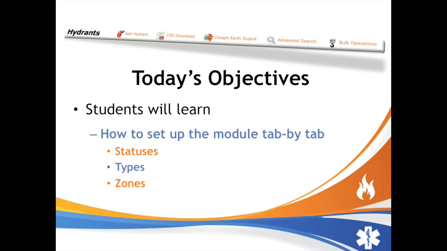We're going to talk about setting up the module, tab by tab in the settings. We'll go over districts, maintenance types, and maintenance intervals. We're going to go over manufacturers and models. And a lot of this is really to populate drop-downs specific to the hydrant module. So it's not going to take up a big chunk of our day today, but I want to show you where all of those features and settings are at. Ownerships, service responsibilities, statuses, types, and zones.